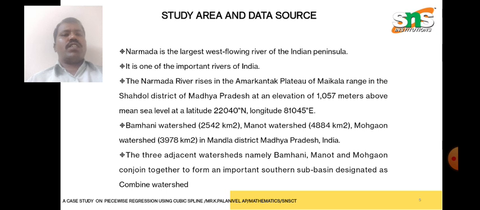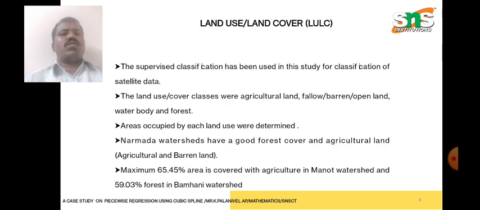The area is 2542 square kilometers. The watersheds are in the Madhya Pradesh districts in India. There are adjacent watersheds, namely Bamni, Manot, and Mahmud, constructed together to form an important southern sub-basin destined watershed.